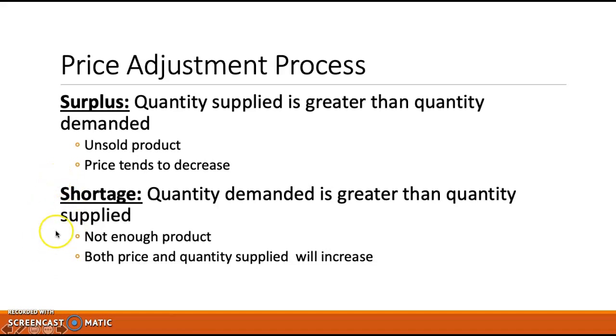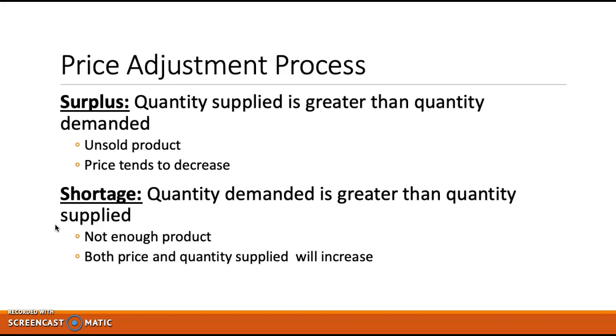Now, in the opposite scenario, we find what's known as a shortage. This is when the quantity demanded is greater than the quantity that's supplied. So there isn't enough product. People are demanding a lot, it's selling out quickly, and suppliers or producers are not able to keep up with the demand.